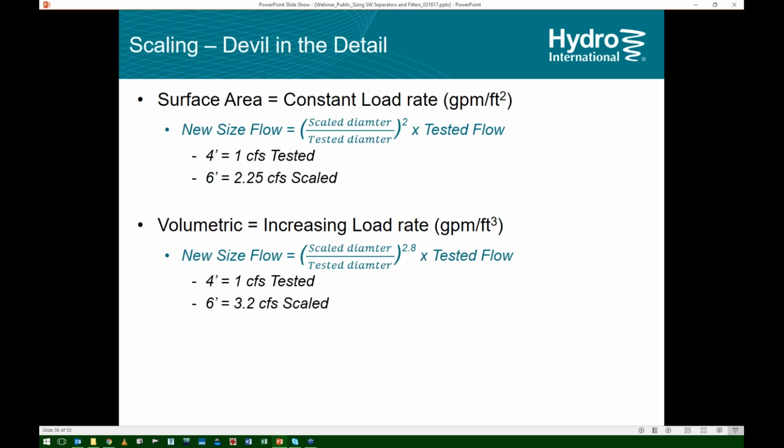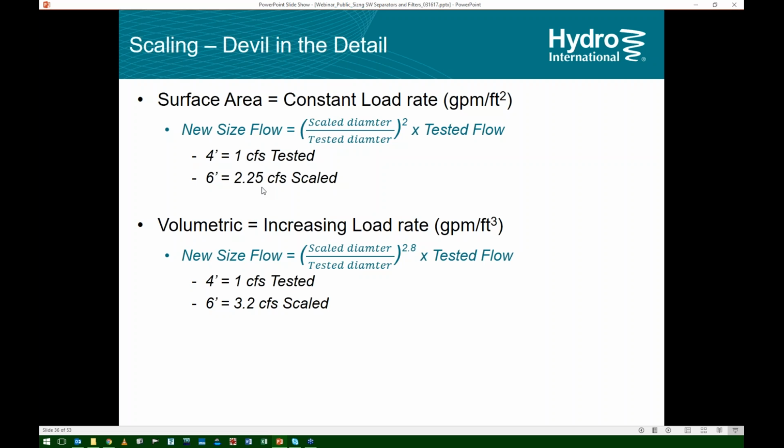When it comes to testing, you test a 4-foot unit, and what you do is you scale up using a scaling equation to your 6, 8, and 10s. Now the simplest way of doing that is a constant surface loading rate, just like you design a pond or a settling basin. So if I use constant surface loading rate and I scale my 4-foot Downstream Defender, which is the product we have, to a 6, and let's say I get approved for 1 CFS, I get 1.25 at the 6.